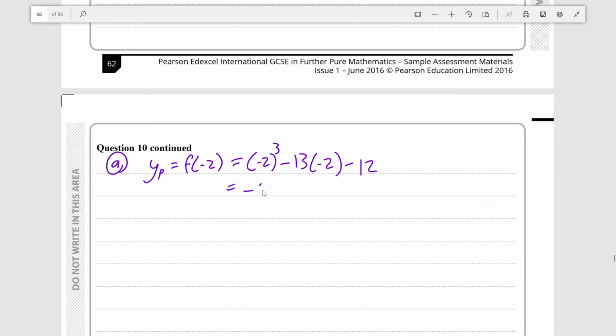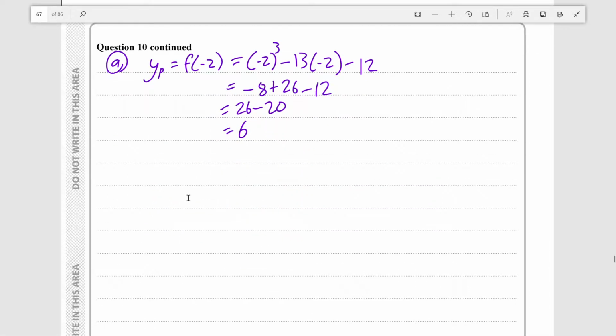So this is equal to -8 plus 26, minus 13 times minus 2 is positive 26, then minus 12, which is equal to 26 minus 20, or positive 6. So the coordinates of P are -2 and 6. Next, we want to find the differential at this point.